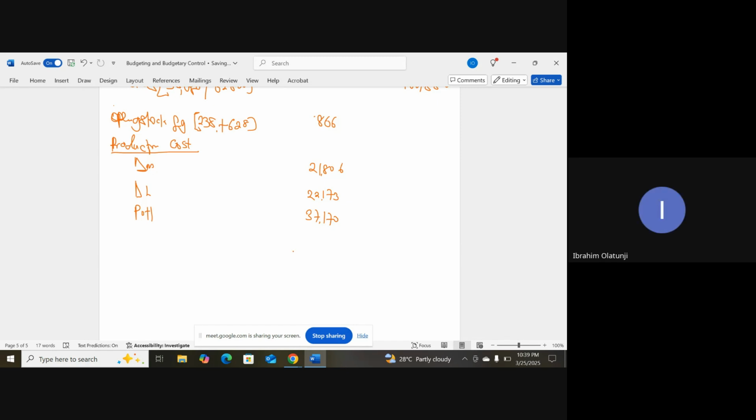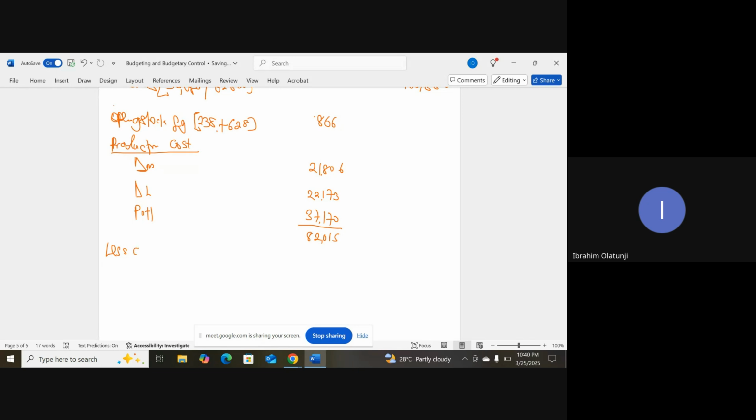So then we can cast this. We can as well use the absorption rate multiplied by the total number of hours, which gives us the same. But since they are giving us the total value directly, we just pick it. So what do you have from opening stock down to here? 82,015. Then we can now less our closing stock.